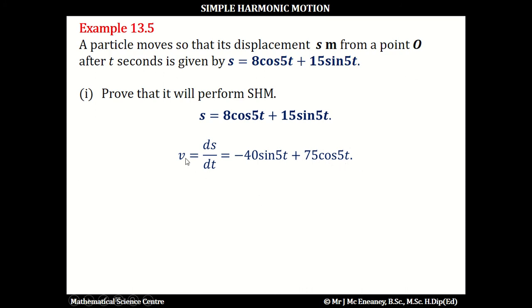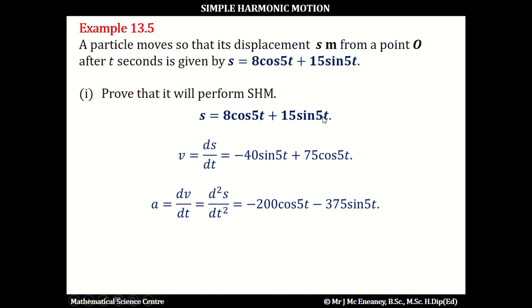Acceleration then is the rate of change of velocity, so we need to differentiate this again. The 5 is going to multiply with the minus 40 to give minus 200, and when you differentiate sin 5t, it becomes a cos 5t. Next, the 5 is going to multiply with the 75 to give 375, and when you differentiate cos 5t, it becomes a minus sin 5t. So this means the acceleration a is minus 200 cos 5t minus 375 sin 5t.